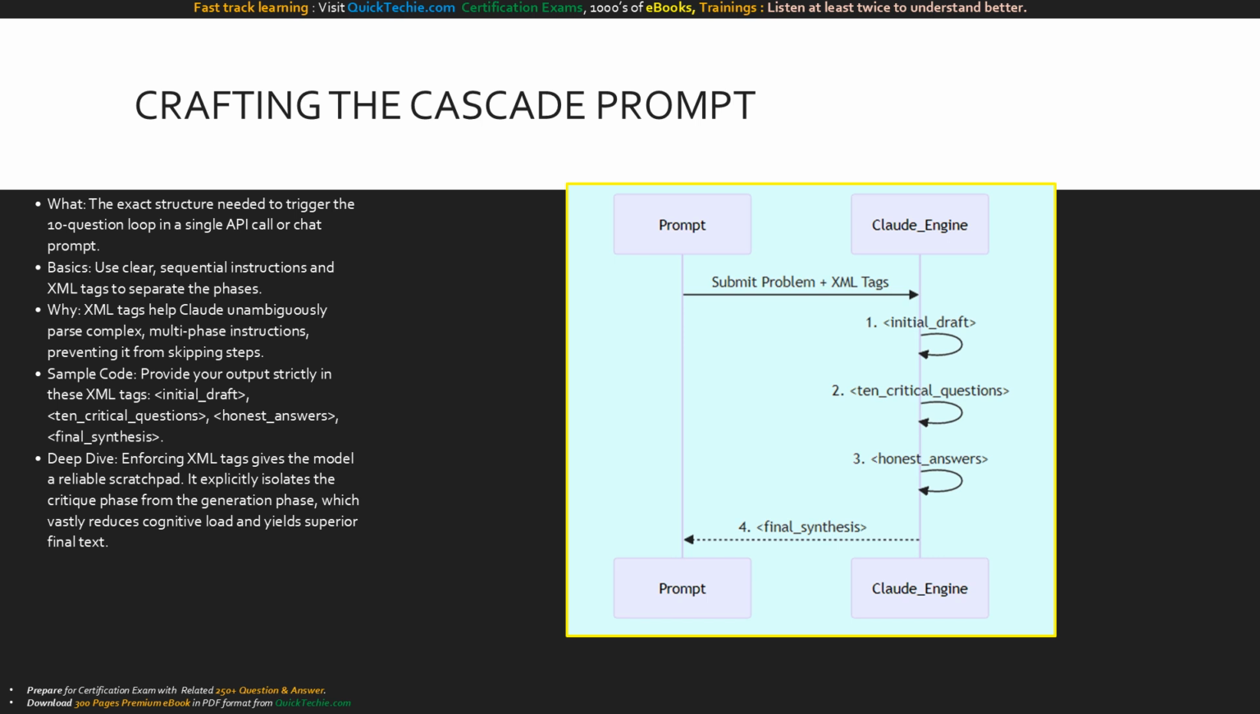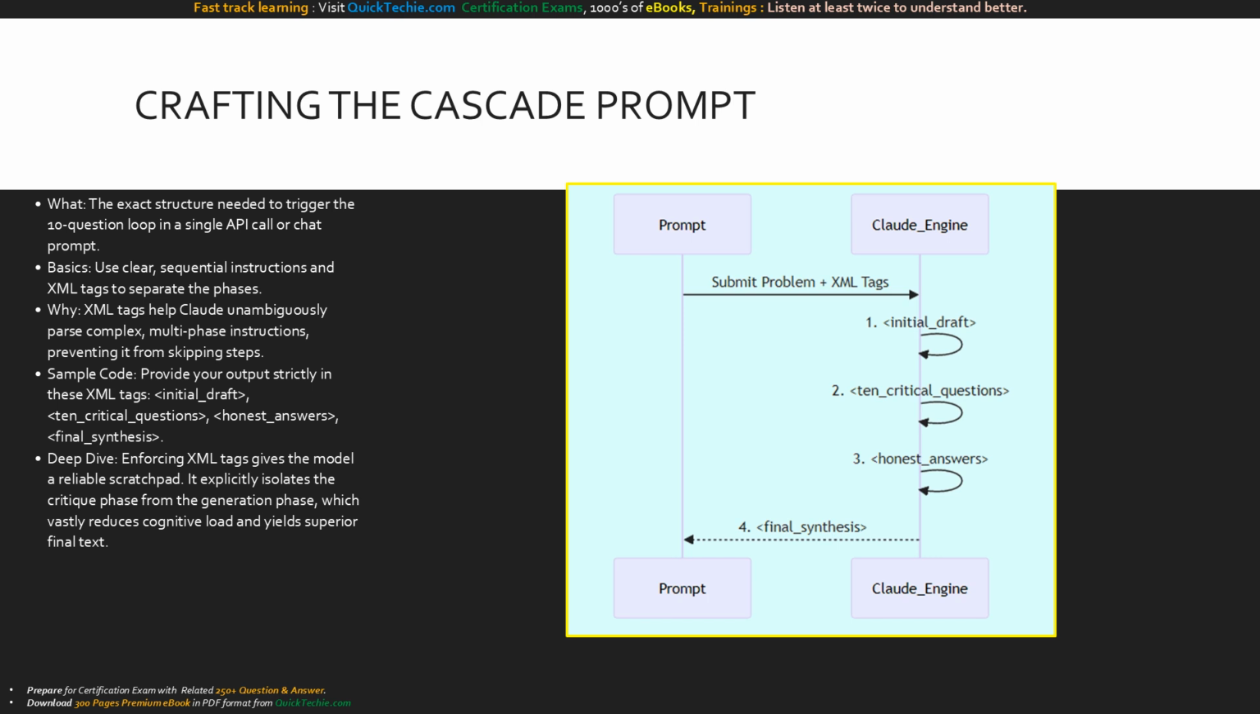Look at the sample code on the slide. You explicitly instruct Claude, provide your output strictly in these tags: initial draft, 10 critical questions, honest answers, and final synthesis. In our deep dive, we know that forcing Claude to write inside these tags gives it a dedicated scratchpad. It explicitly isolates the critique phase from the final generation phase, keeping the logic clean and organized.